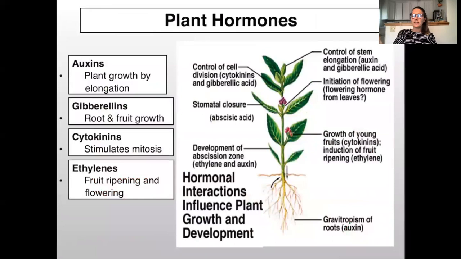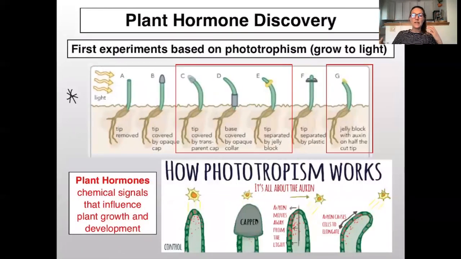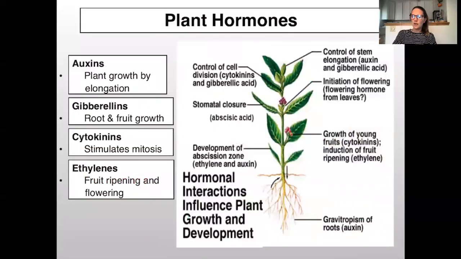I want to point out that there are several other kinds of plant hormones. I'm mentioning these because they may show up on an AP test if you're taking them. I won't test you on this unless I give you an experiment that you then have to analyze. All right. So auxins are involved in plant growth through elongation. The gibberellins are in root and fruit growth. The cytokinins stimulate mitosis. That one's an easy one: cytokinesis, mitosis. And then we have the ethylenes, which are involved in ripening and flowering.